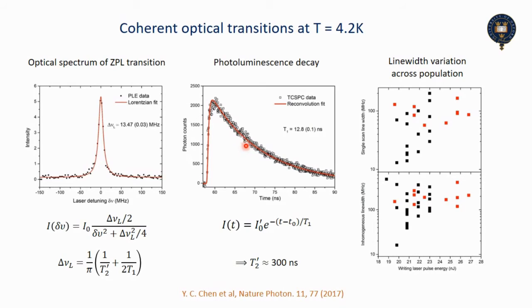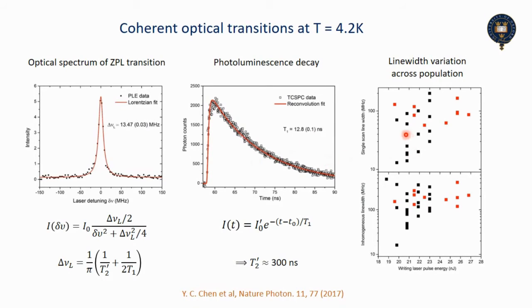If we look at the correspondence between this line width and this decay time, we can establish that the pure dephasing time, the T2 primed, is many times bigger than the T1 time that we've measured from our fluorescence decay. So this is an example of a highly coherent optical transition that would be very, very good for performing photon-mediated entanglement between NV centers.